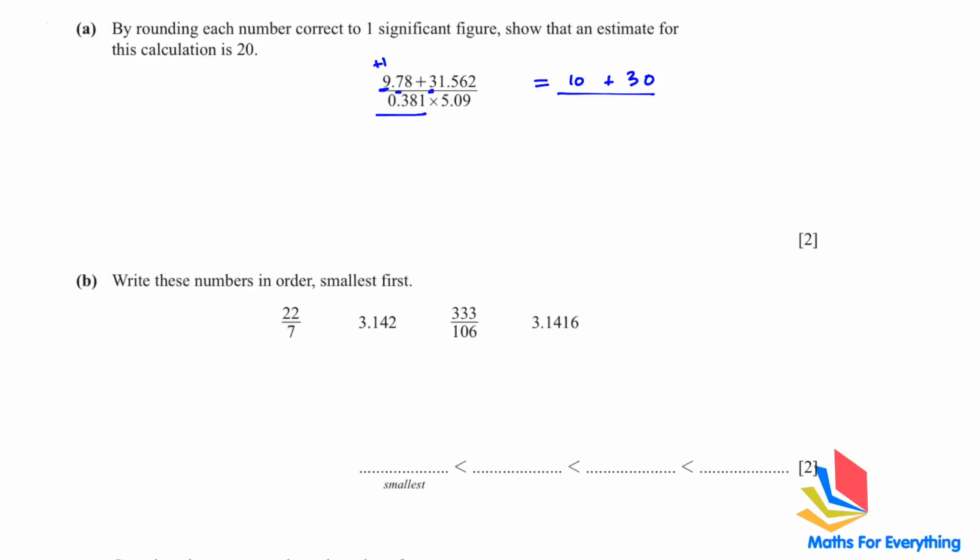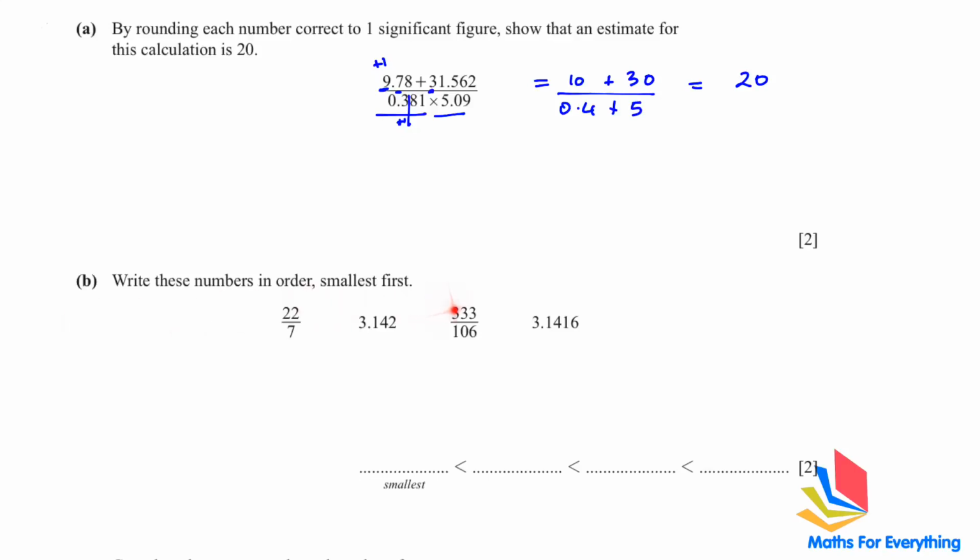And this will become 8 is more than 5. So we add 1 here. It will become 0.4. And 5 will remain 5. So this will give us 20.